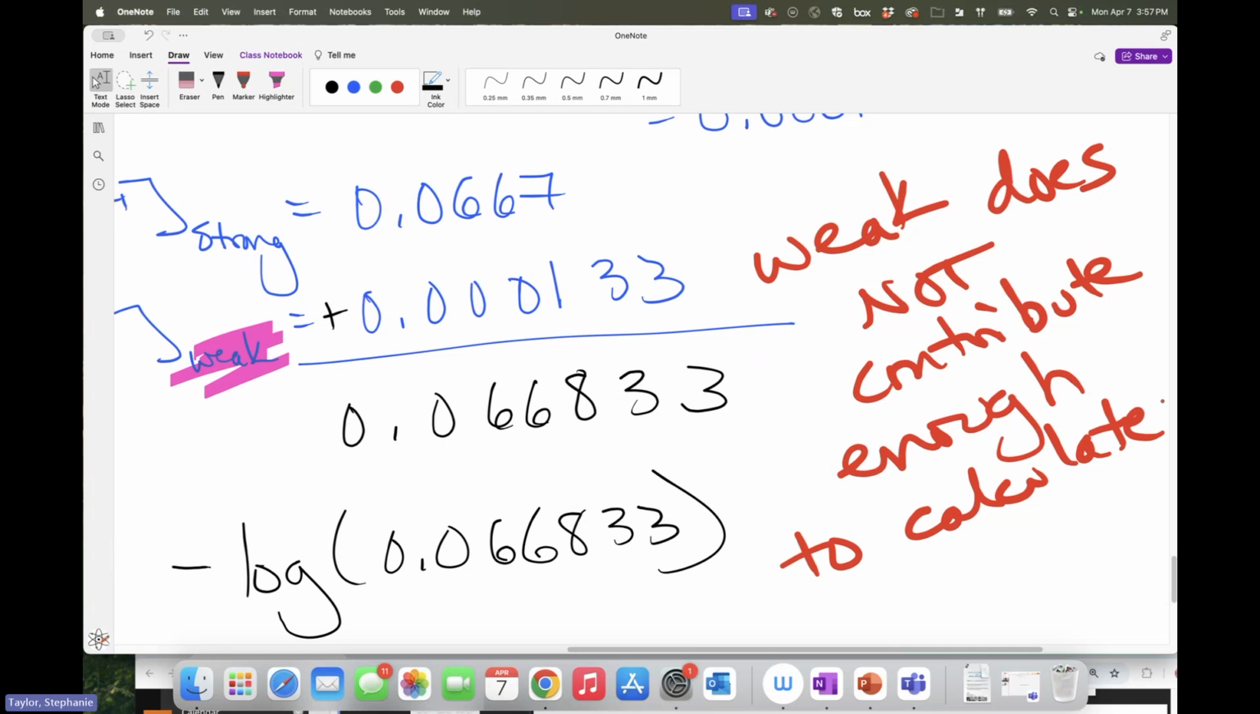So that's what I think of when you have a strong acid and a weak acid, both in solution together, and you're asked for the pH. You really only have to consider that strong acid. That's the only calculation you have to do, because that weak species just doesn't have enough protons to really make it worth your while. You get the same answer.